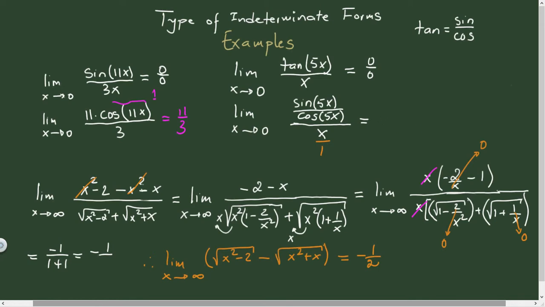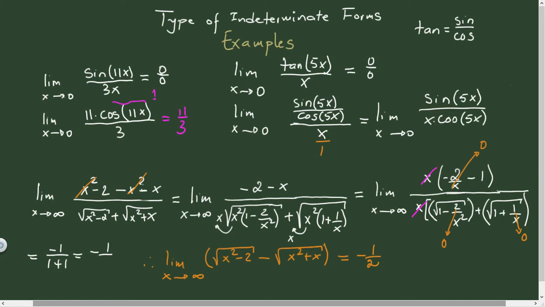This is going to give us the limit as x goes to 0 of the sine of 5x. We have a double division, so we could turn that into multiplication. That gives us sine of 5x times 1 divided by x times the cosine of 5x. This is the first thing we can do, just first write it like this.